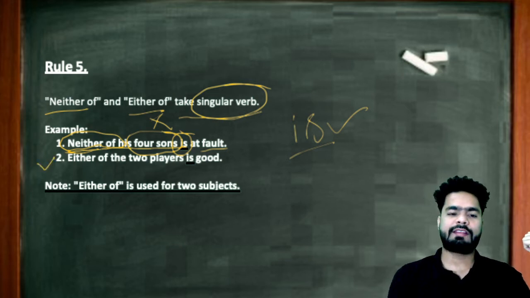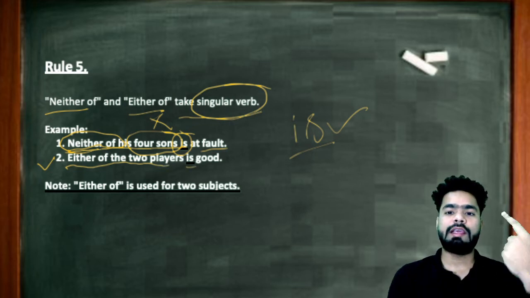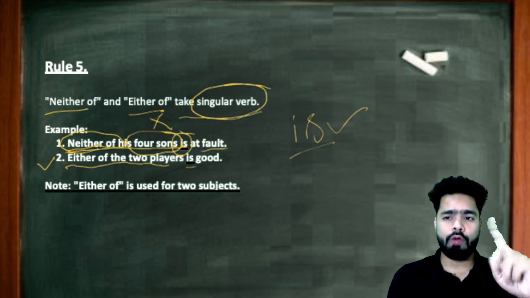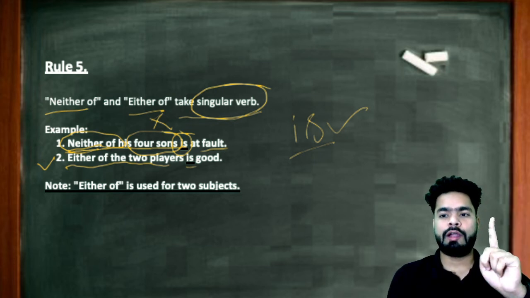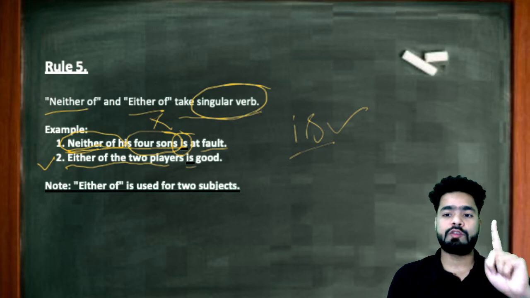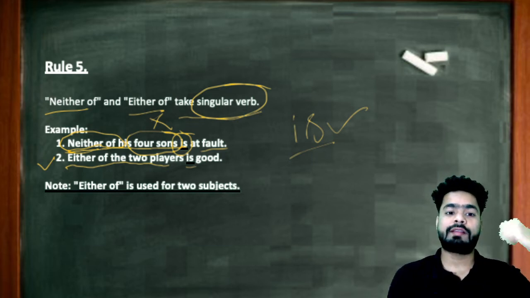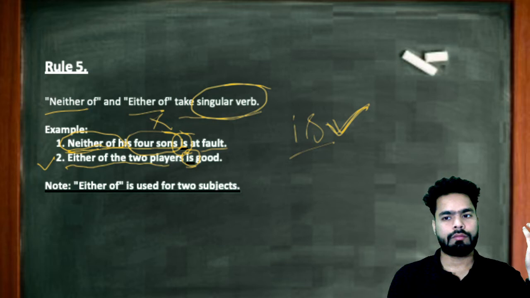Next, our next example. Either of the 2 players is good, which means we are talking about any one of the 2 players. When we are talking about one of the 2 players, we are talking about one. One means our singular subject. When the subject is singular, then the verb should also be singular. This is why we have used is over here. Clear? This is all about rule number 5.